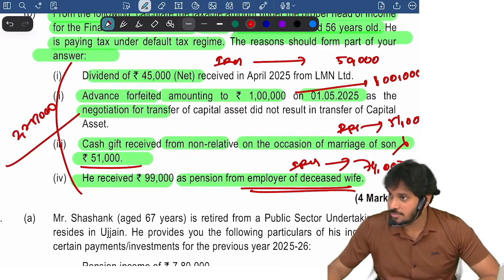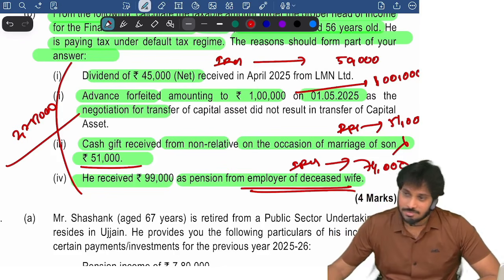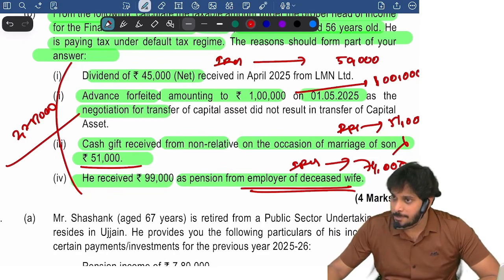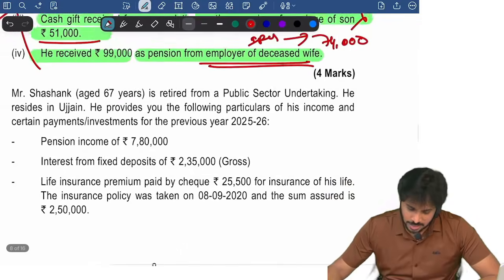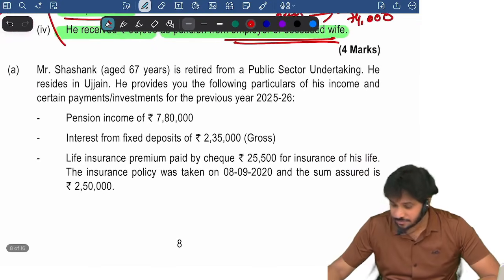Answer over. What is the answer given? That's it. IFOS. Clear? Understood? Next one. Can I proceed?